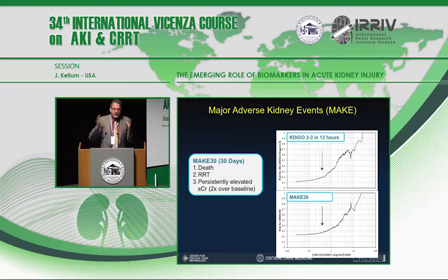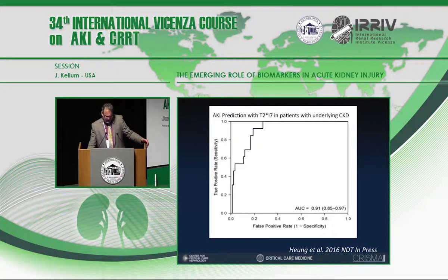Now, with increased stress, there will eventually be strain and there will eventually be damage. So as the stress increases, the risk of acute kidney injury increases. And you can see there's almost a linear increase in both acute kidney injury by KDIGO criteria or major adverse kidney events, which is the death, dialysis, or persistent renal dysfunction at 30 days. And that begins at about 0.3 units.